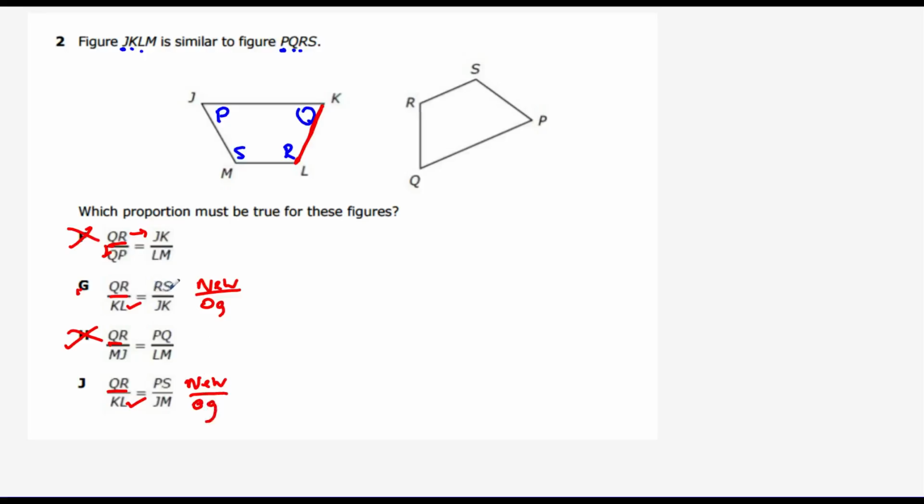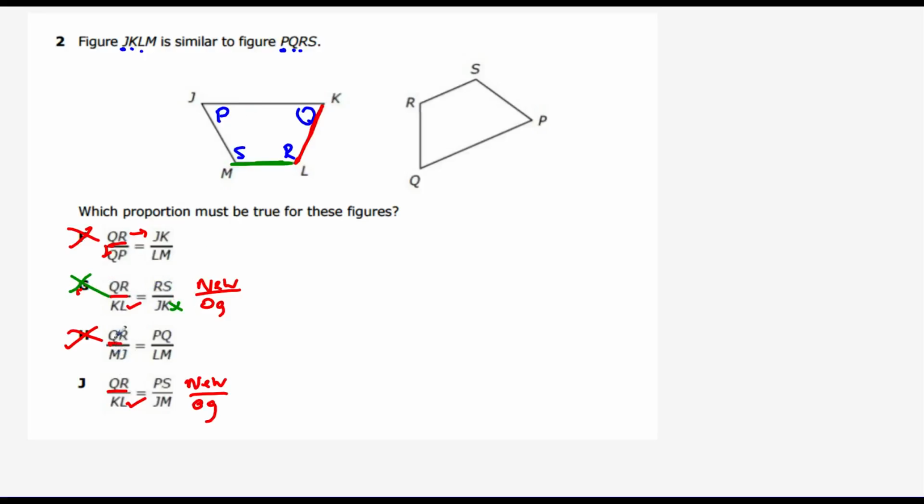So now let me check my other one. RS is the side on the bottom, so that has to correspond to LM. So for this proportion to be true, it's got to say RS over LM. Is that what this says? No, this says JK, which is the side on top. So this is not looking so good.